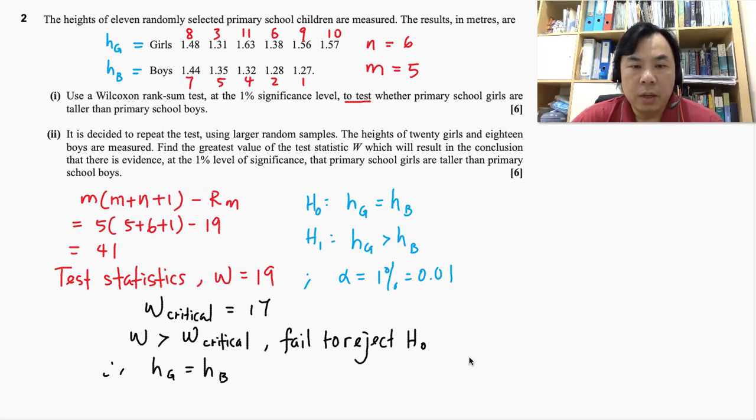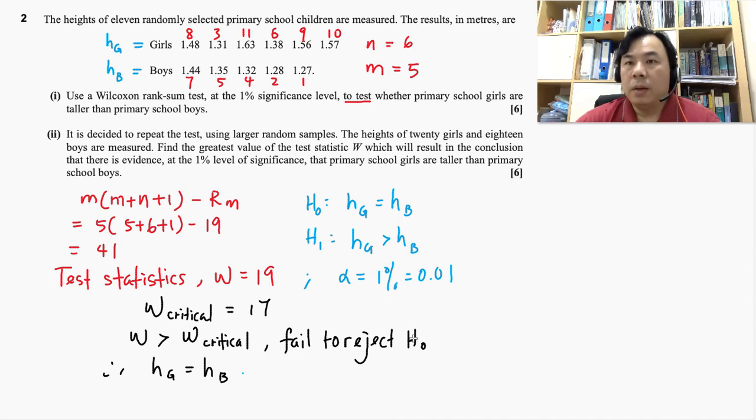Instead of saying "fail to reject the null hypothesis, therefore we can conclude that the primary school girls are having the same height as the primary school boys," I think a better way to conclude this would be, because we are trying to test whether the primary school girls are taller than the primary school boys, that we don't have sufficient evidence to suggest that. Therefore, I'm going to write down another conclusion here.